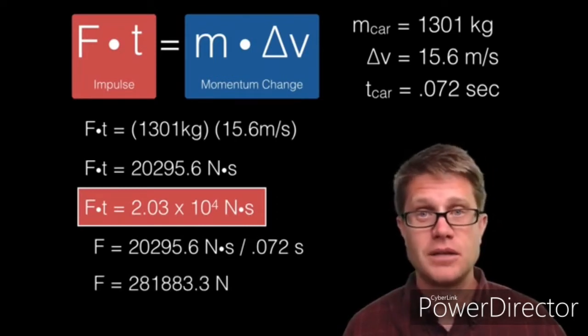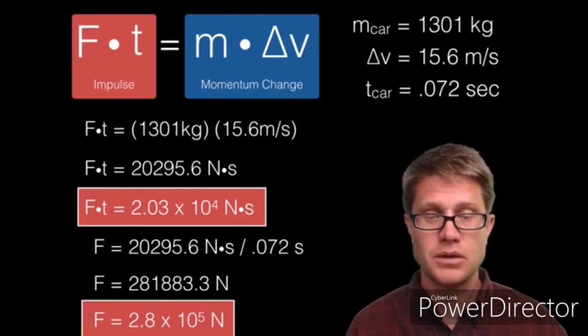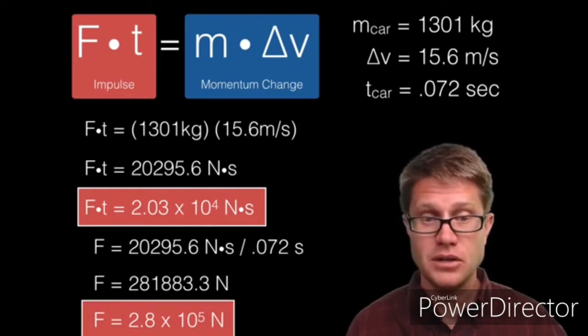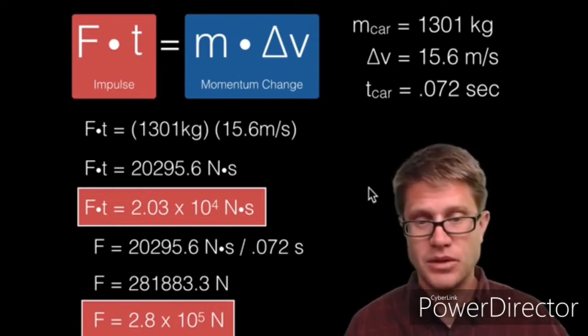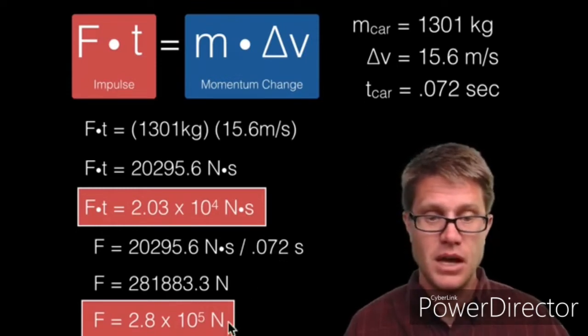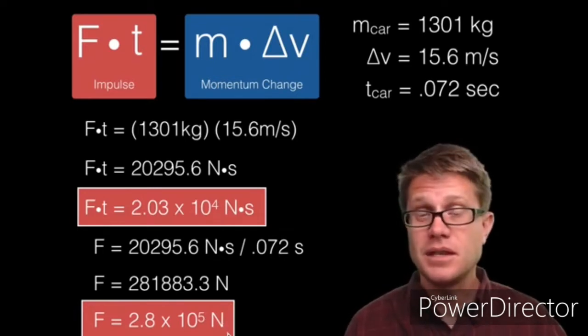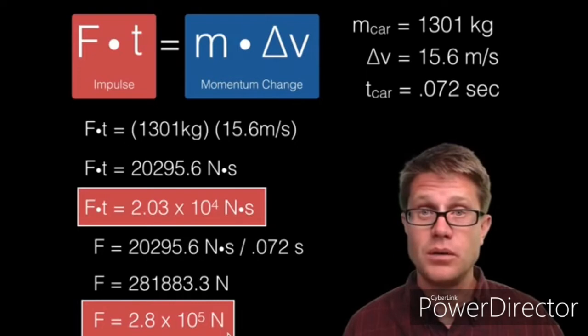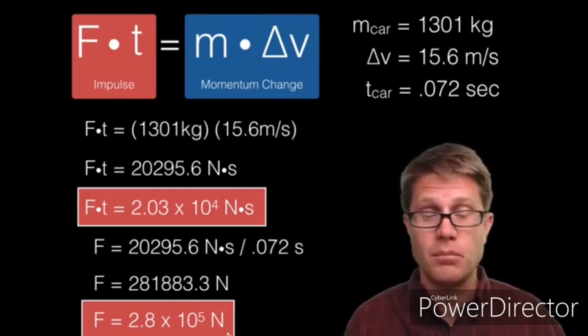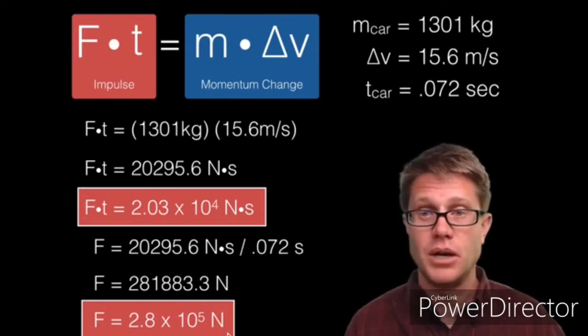And then, again, too many significant digits, I can figure out my force, which is only going to have 2 significant digits. And so it's going to be 2.8 times 10 to the 5th newtons. Why is that? Because 0.72 only has 2 significant digits. And so that's a massive force that's being applied to that car. But since the time is greater than it would be with an old car, it's actually going to be a much smaller force you would experience in a new age car.